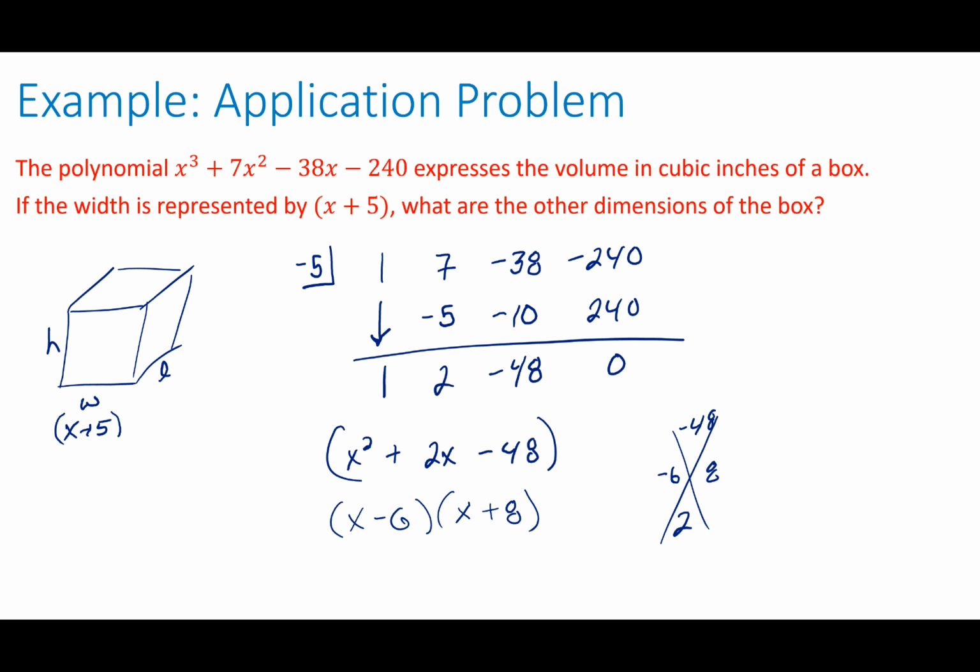So these are my two other dimensions. It doesn't matter which way we'll go. The length is x plus 8, and the height is x minus 6. Okay, so my three dimensions would be x plus 5, x minus 6, and x plus 8. That would be the final answer. But we were able to find those using synthetic division, and by knowing that x plus 5 was one of the sides, which in this case ended up being one of the factors.